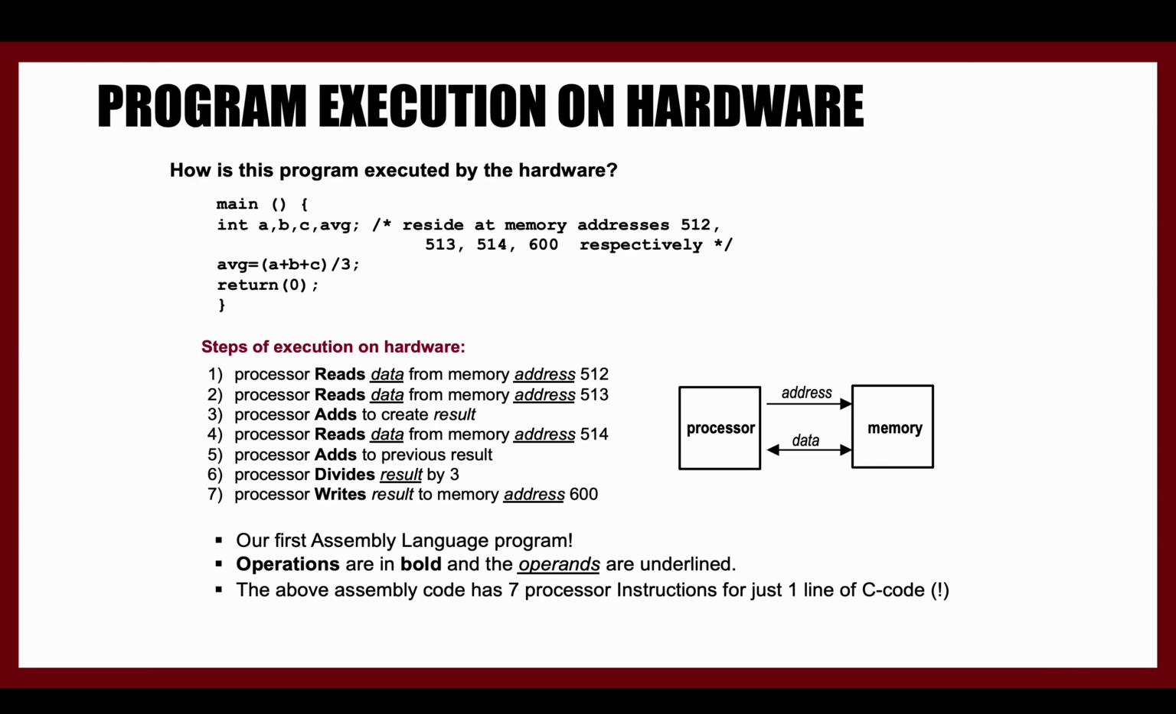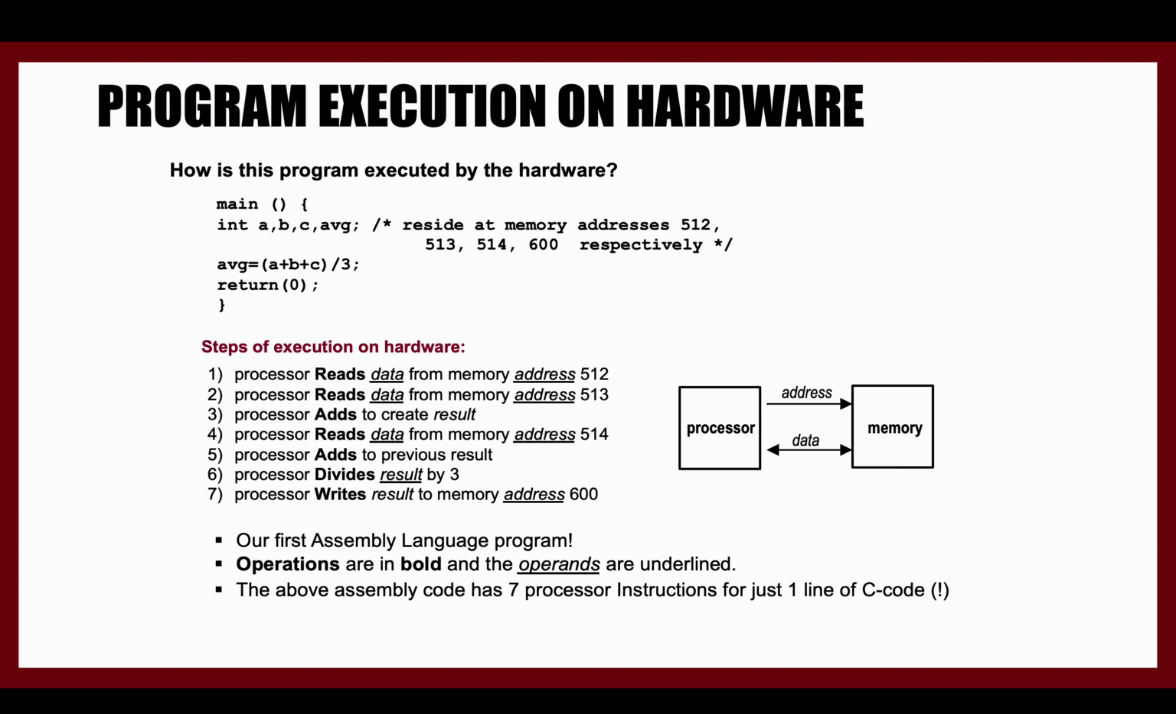Reading data. The processor fetches the value of variable a from memory address 512. Another reading data. The processor then fetches the value of variable b from memory address 513. Adding. The processor adds the value of a and b together. Reading data. The processor fetches the value of variable c from memory address 514. Adding. The result from step 3 is added to the value of c.